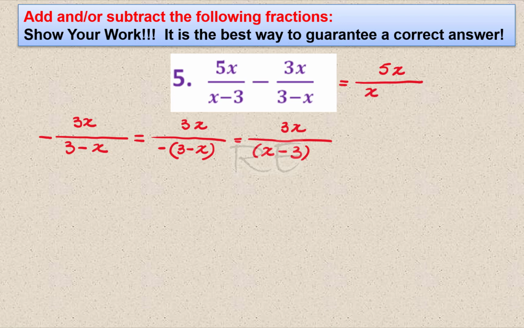So now look at what we have. 5x divided by x minus 3 plus 3x divided by x minus 3. 5x plus 3x is 8x divided by x minus 3.